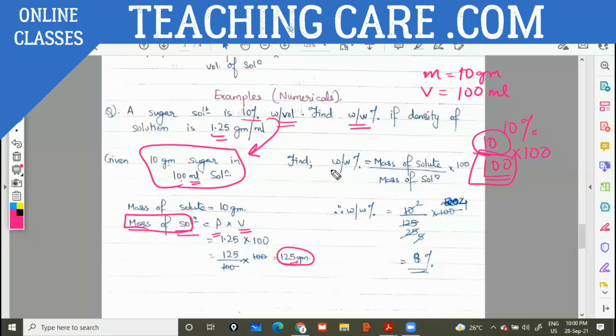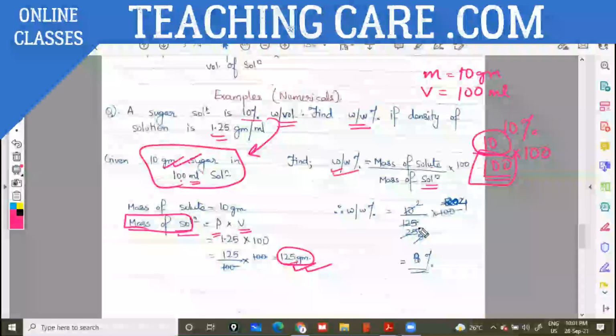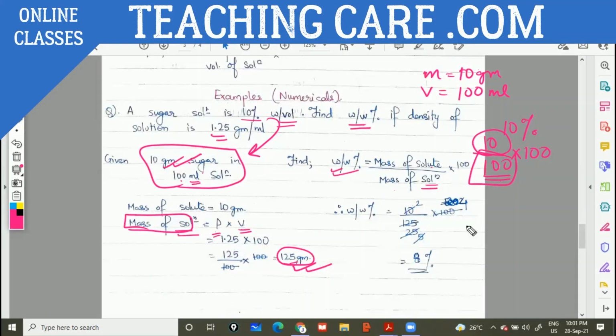Now, we know weight by weight percent is equal to what? Mass of the solute, that we got, 10 grams, over the mass of the solution that we just found out, 125 gram, into 100. So, when we solve this out, we get 8%. Got it? Yes, ma'am.